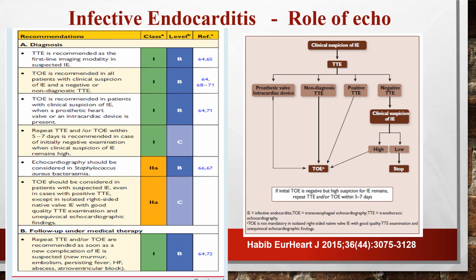So when you have a clinical suspicion of infective endocarditis, you go to transthoracic echo first. If you have a negative transthoracic echo, then you should judge your clinical suspicion. If it's still high, you should go for TEE. If low, then stop. If the transthoracic echo is positive, then you go for TEE, with the exception, as I mentioned, of right-sided infective endocarditis with good quality transthoracic echo. Or if it's non-diagnostic, or a prosthetic valve or intracardiac device is present, you should go for TEE regardless. And if the initial TEE is negative but you still have high suspicion, you should repeat within 5 to 7 days.